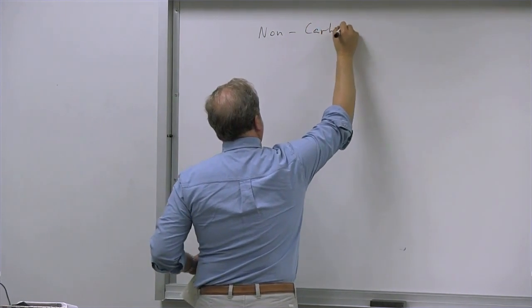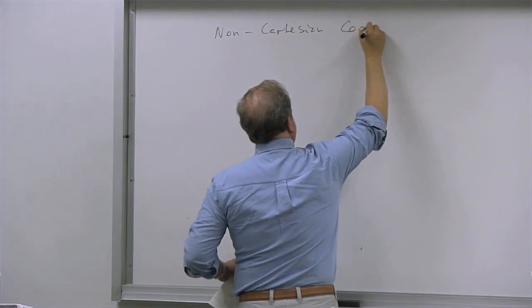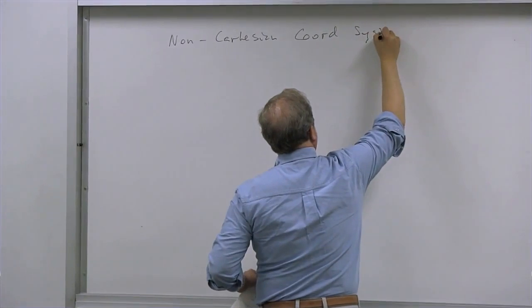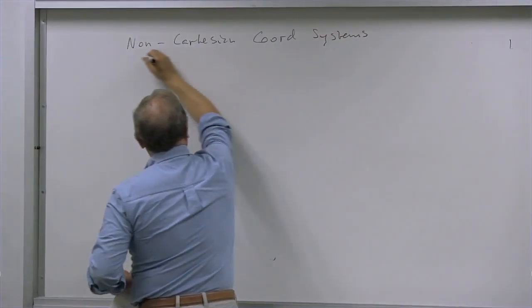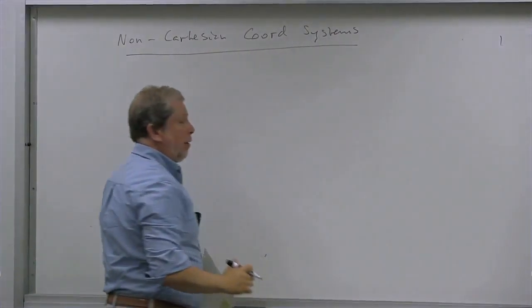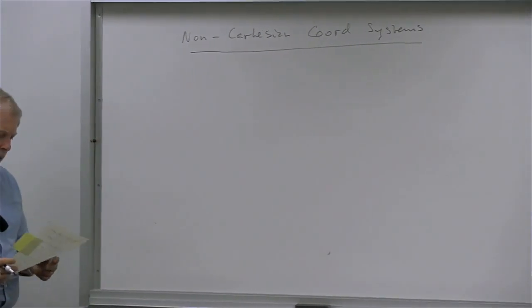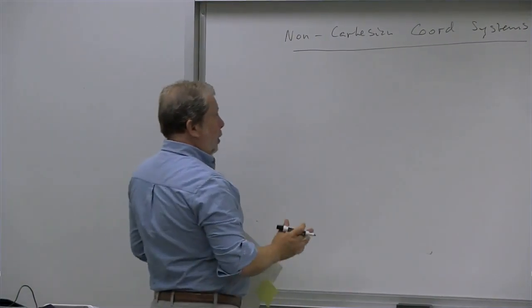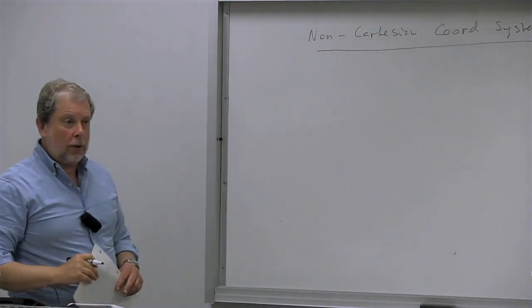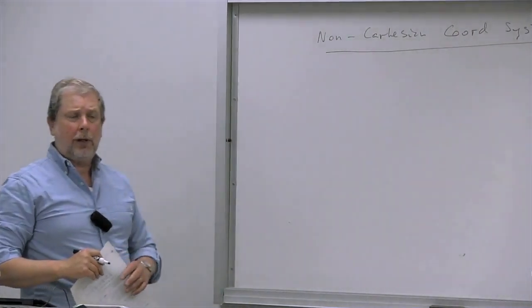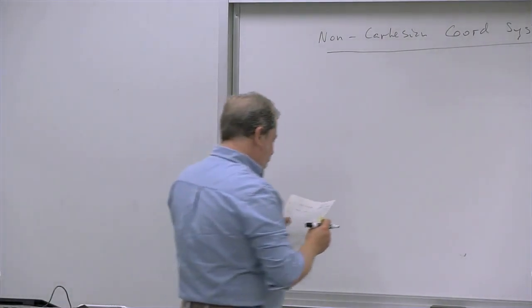So let me talk about non-Cartesian coordinate systems. And I think we are going to learn a little bit about the physics as well by just looking at these simple examples. And so the simplest one is, of course, a spherical coordinate system, because we're all familiar with it and we basically know all the answers, right?